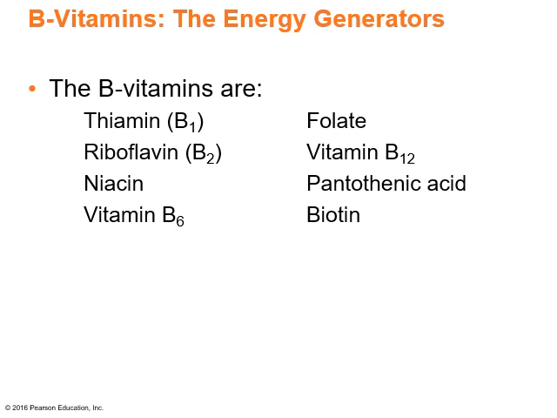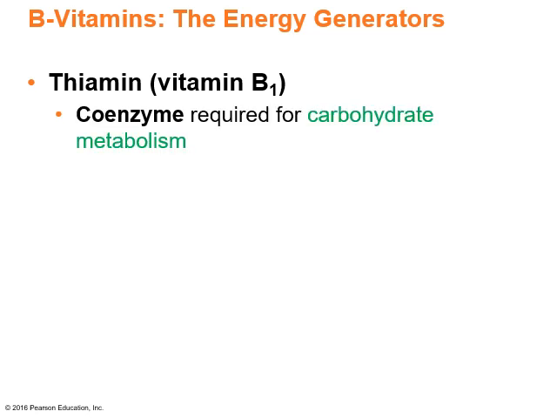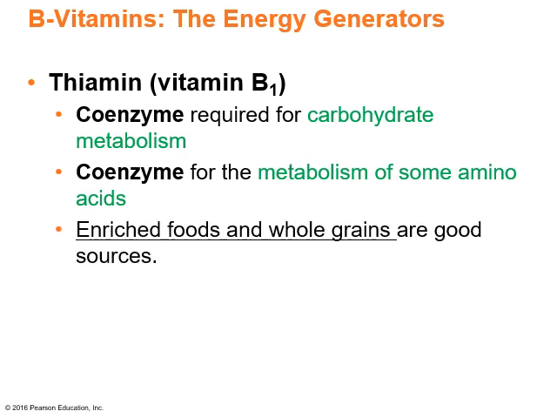There you see a nice list of them. No need for me to read them all to you, but this is the B vitamin list. We'll break down the importance of them here. Thiamine, or vitamin B1, is a coenzyme that is required for carbohydrate metabolism. Coenzyme for the metabolism of some amino acids as well. So we've got that when it comes to proteins. And when it comes to good food sources, we're talking some enriched food and whole grains. These are going to be great sources for some vitamin B1 or thiamine.